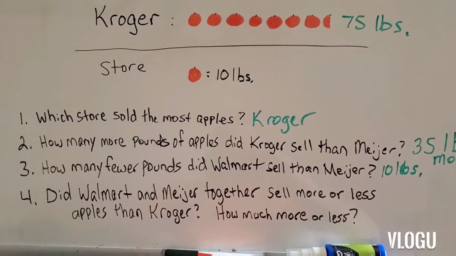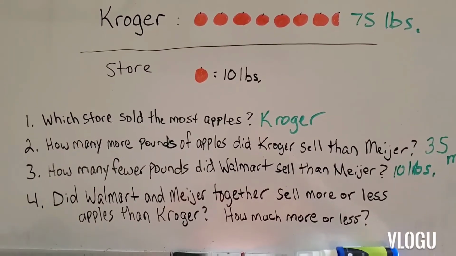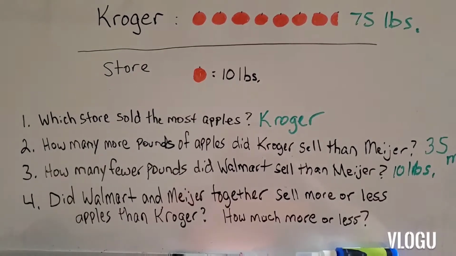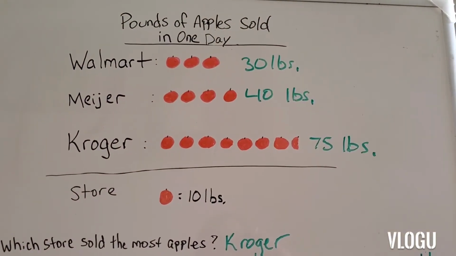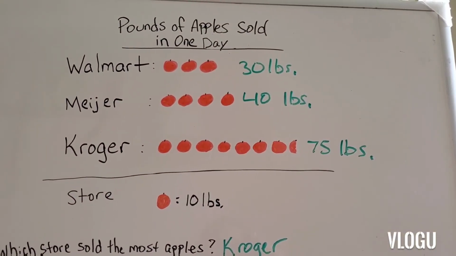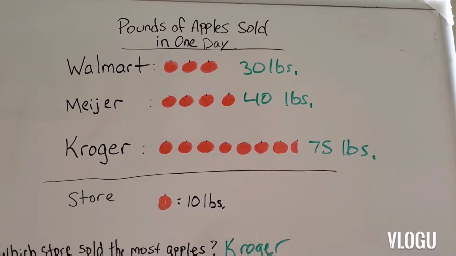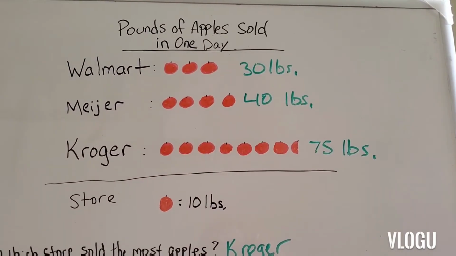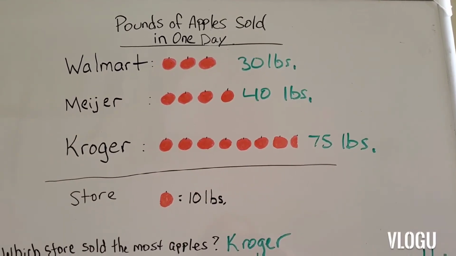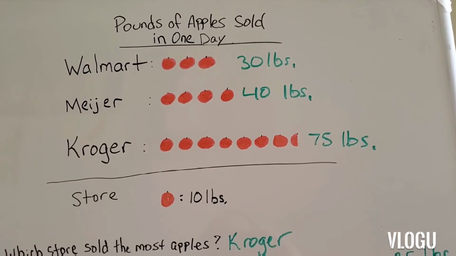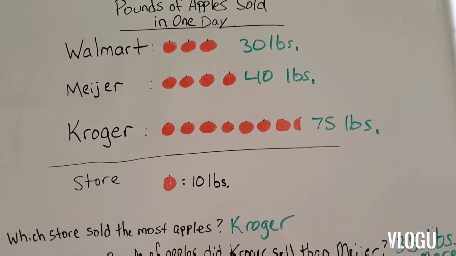Did Walmart and Meijer together sell more or less apples than Kroger? How much more or less? So now I'm going to combine Walmart and Meijer together. Walmart's 30 and Meijer's 40. 30 plus 40 is 70. Walmart and Meijer together sold 70 pounds of apples in a day. Kroger sold 75 pounds. So Walmart and Meijer sold 5 pounds less. Kroger sold 5 pounds more.